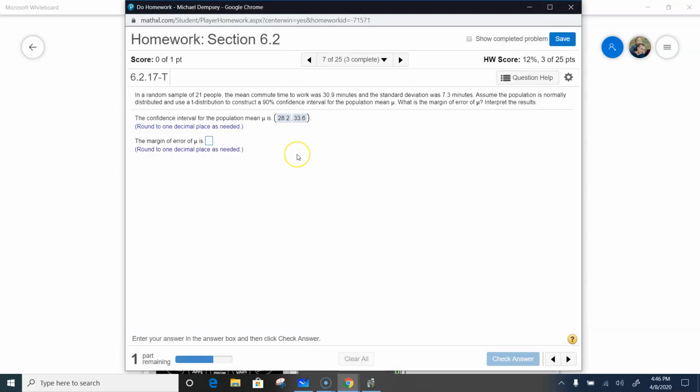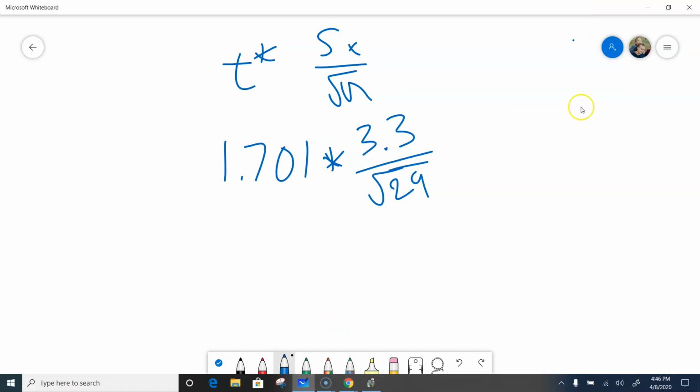And then this takes it a step further. What's the margin of error? So we did this in the last chapter as well. So I have 28.2, 33.6.